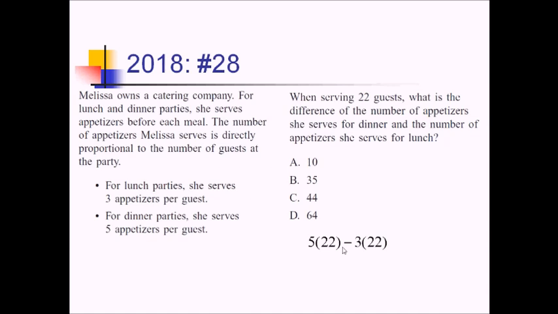Now, I'm going to be super fancy. Even though this is the calculator section, I'm going to factor out a 22. That's right, we're going to go there. And that'll leave me with a 5 minus 3 inside parentheses. Well, we know what 5 minus 3 is. That's 2. And 2 times 22 is 44. Choice C.